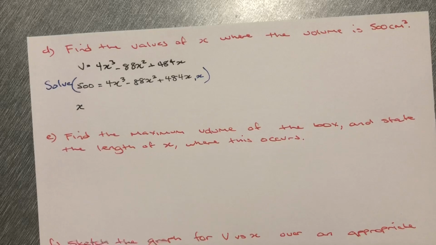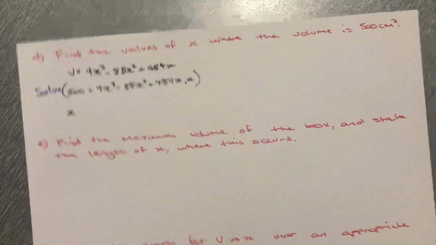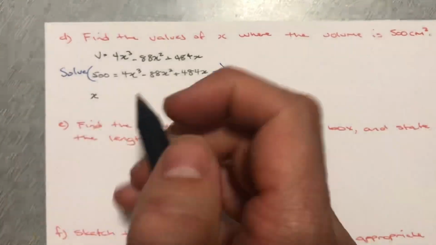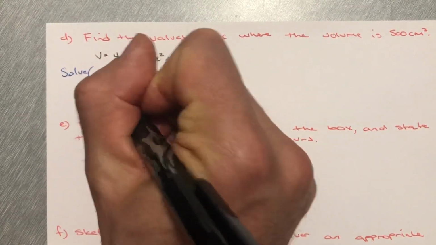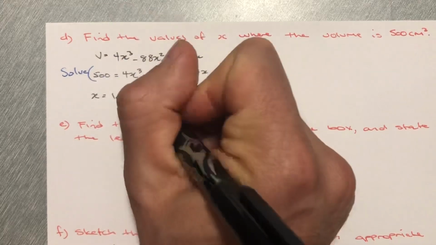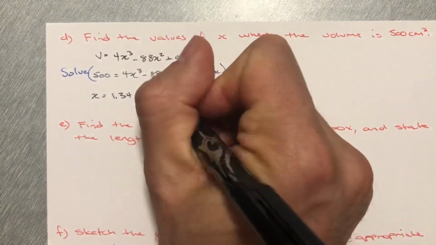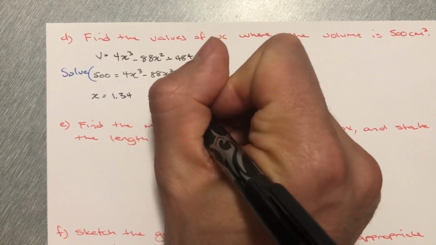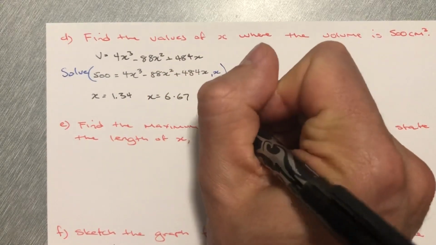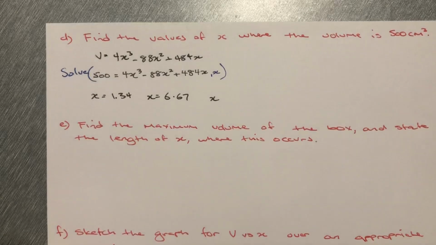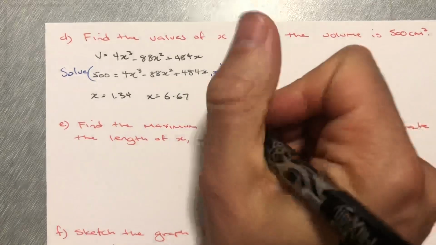Okay, sorry that took a little while. I was just trying to sort something out. Your CAS should give you a few answers actually, so I'm going to put them to a couple of decimal places. But your CAS should give you x equals 1.34. Another answer will be 6.67. And another answer will be, just one second, 13.99.